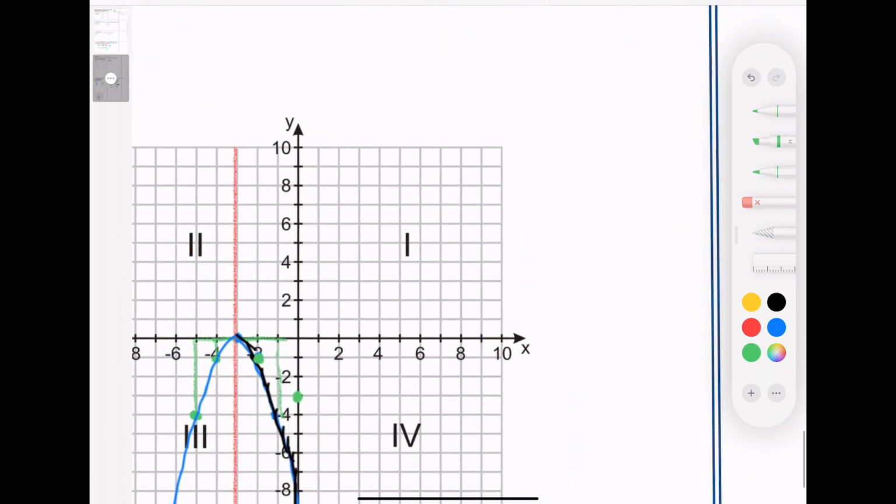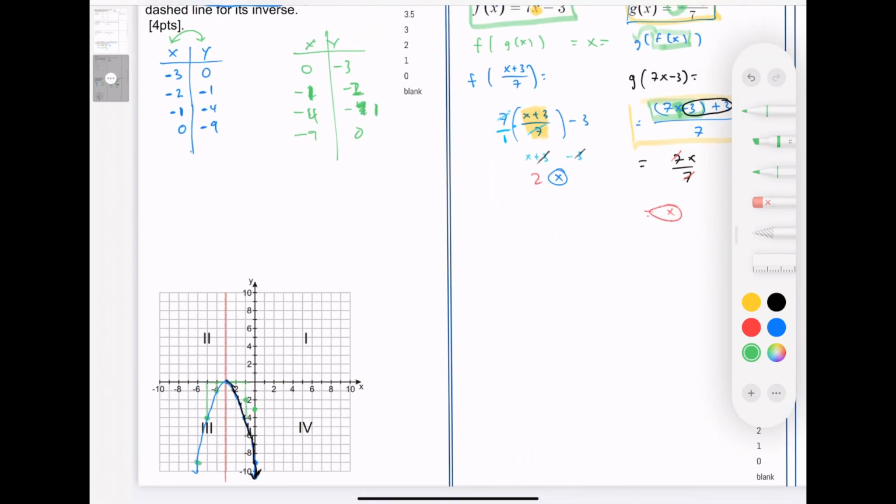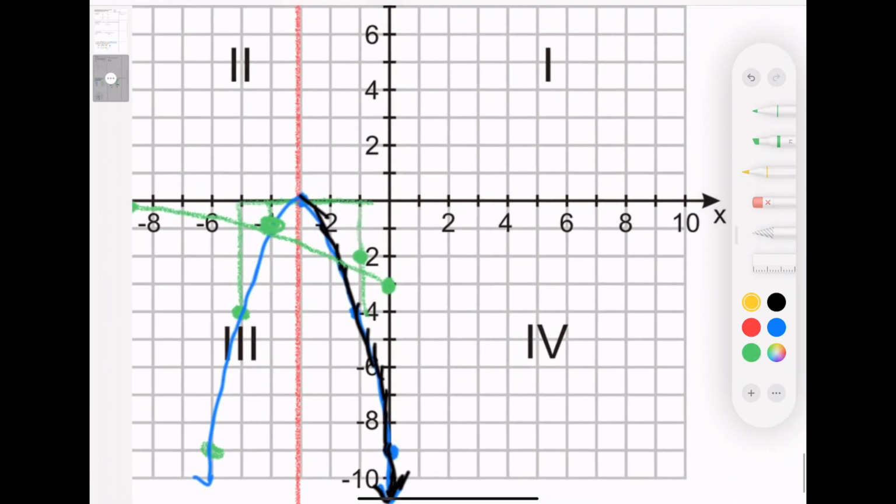Let's see, left 1. Left 1 down 2. Left 4 down 1. And then -9, 0. Okay, so this is what my graph looks like. And that does make sense. You've actually learned something like this back in Integrated 2 that, if you graph the line, it looks like an angle bisector.